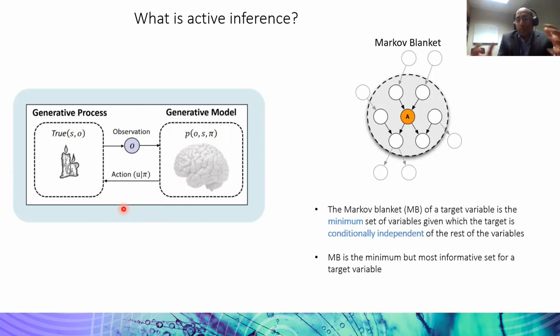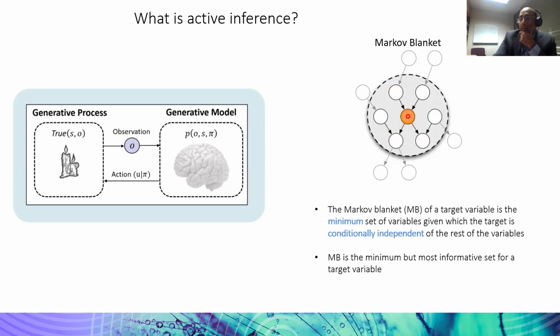There's another very important concept of Markov blankets. So what are Markov blankets? For example, in this case, if we are in a certain state A, what we say is that the Markov blanket is defined by the parents, the children, and the children's other parents. So this is a sort of a blanket around a certain state or a certain variable.